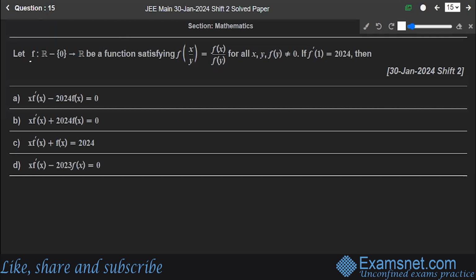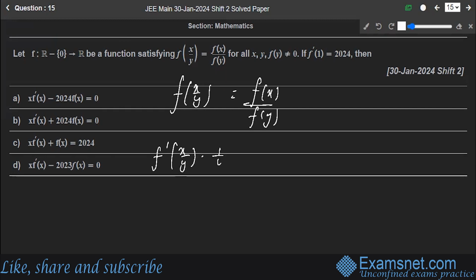Question number 15. Let f be a function for all the real numbers except 0, satisfying this equation for all x, y and f(y) not equal to 0. f'(1) is equal to 2024. Which of the following is true? You have in the question f(x/y) is equal to f(x)/f(y). Differentiating both sides with respect to x, you will have f'(x/y) into 1 upon y is equal to 1 upon f(y) into f'(x).